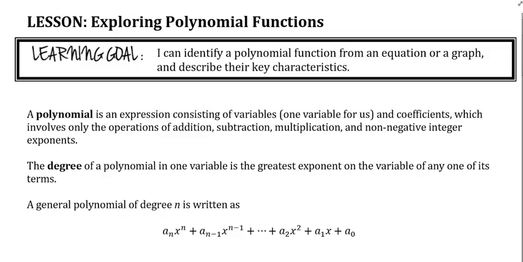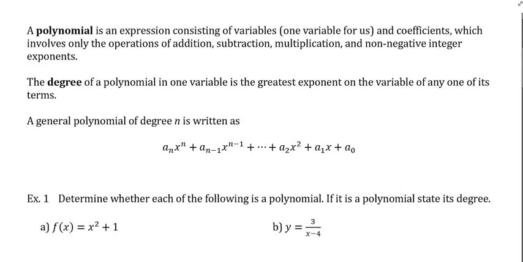So the point here is this definition, which says a polynomial is an expression that consists of variables, just the one for us, in terms of x. And then it has a bunch of terms, and those terms have coefficients. This is important: it involves only the operations of addition, subtraction, multiplication, and non-negative integer exponents. What would a negative integer exponent give us? That would give us a variable in a denominator, right? x to the negative 2 would be like 1 over x squared. So that is not a polynomial.